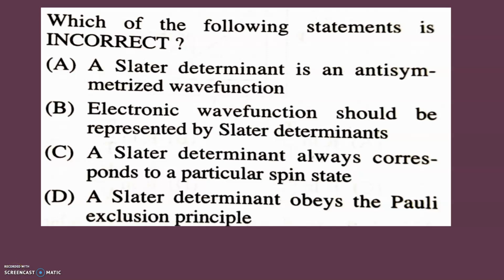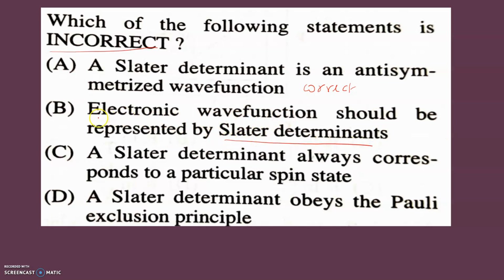Okay. The next question is, which of the following statements is incorrect? So we need to identify the incorrect statement here. Option A, Slater determinant is an anti-symmetrized wave function. Yes, this is a correct statement actually. Slater determinant gives you anti-symmetrized wave function. Okay, it's correct statement. Then second one, electronic wave function should be represented by Slater determinant.